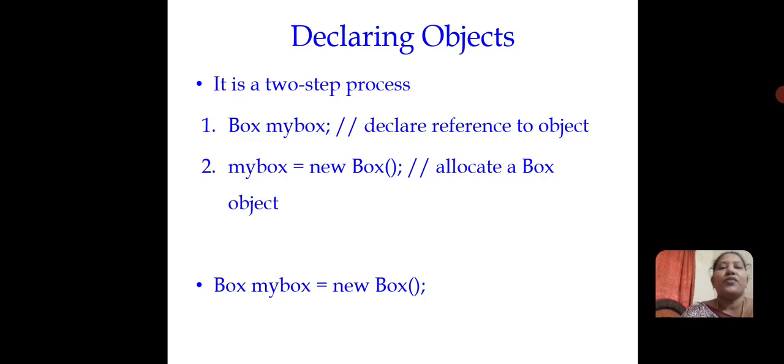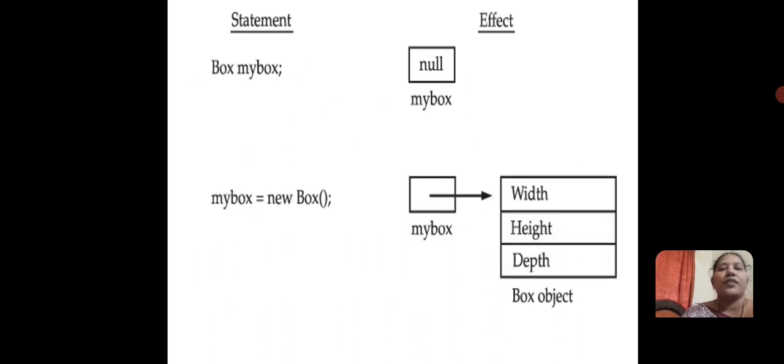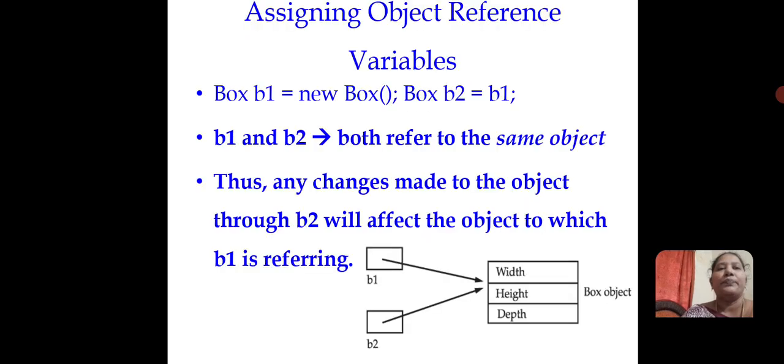Instead of writing these two steps individually, you can combine them into a single statement as Box mybox = new Box(). This is the way you declare an object. If you just have Box mybox, the effect is just a reference mybox, without any assignment. If you use the second statement, mybox = new Box(), only then will the new object mybox point to all the variables in that particular Box, with the height and depth.